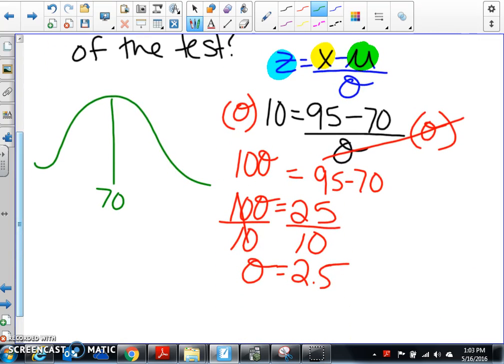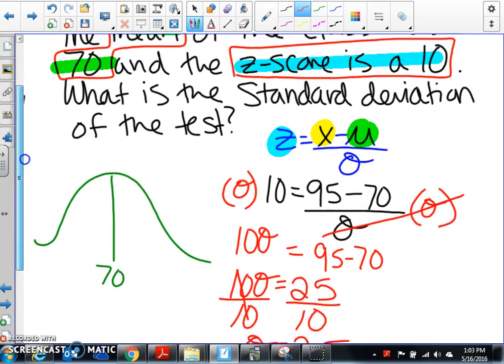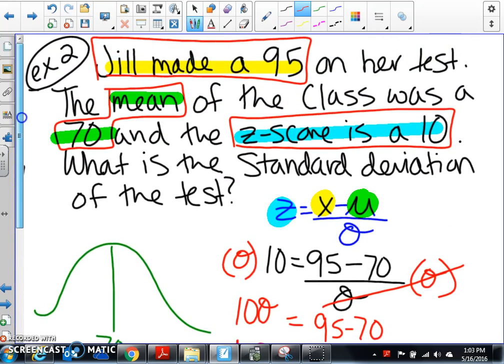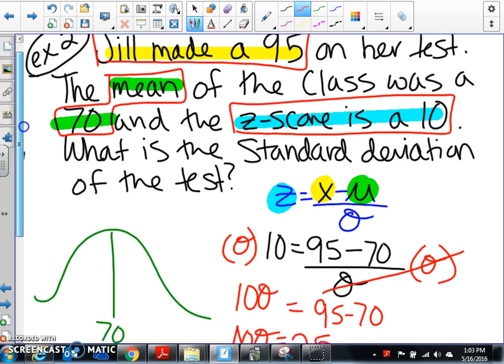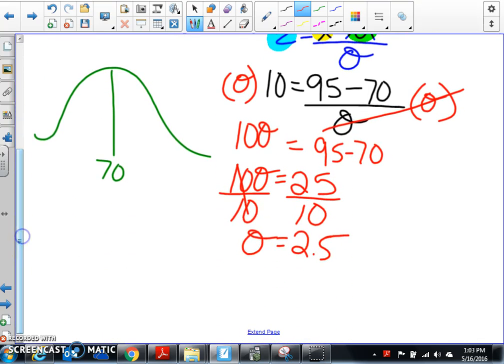Okay. And then we know that Jill's z-score is a 10. So she is way over here. If her z-score is a 10, she's way above the curve. So if each standard deviation was 2.5, this would be 72.5. That's one z-score away, one positive. Then I would add another one, which would make it 75 and so forth. And then if I went 10 times, I would get to 95. So that makes sense.